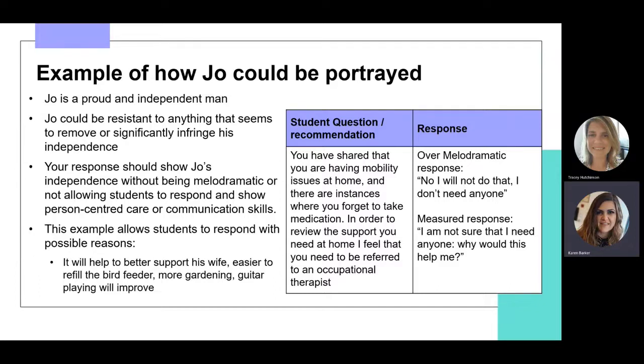For example, it will help to better support his wife. It will be easier to refill the bird feeder. It will give him more opportunities for gardening and help with guitar playing, as he's unable to do this at present.